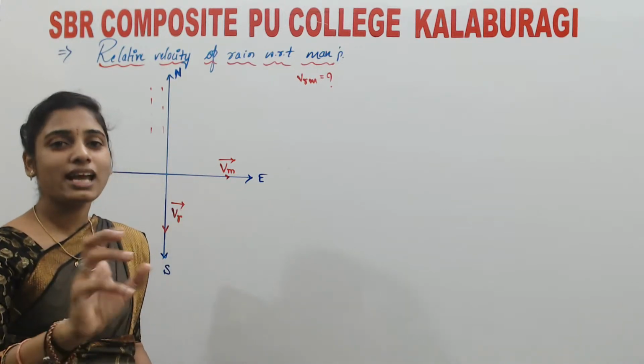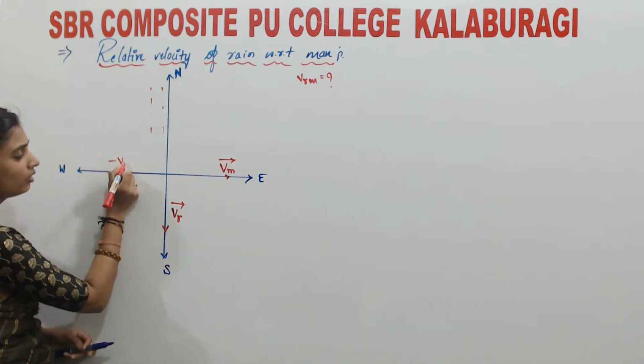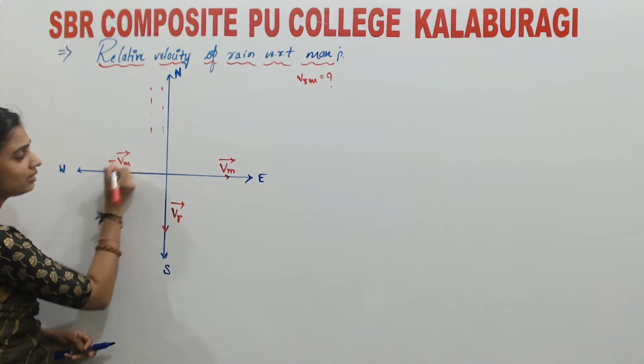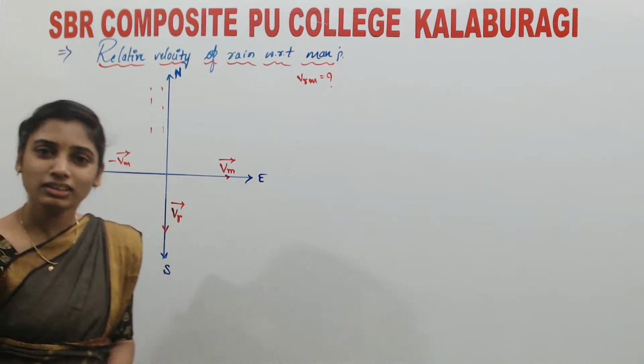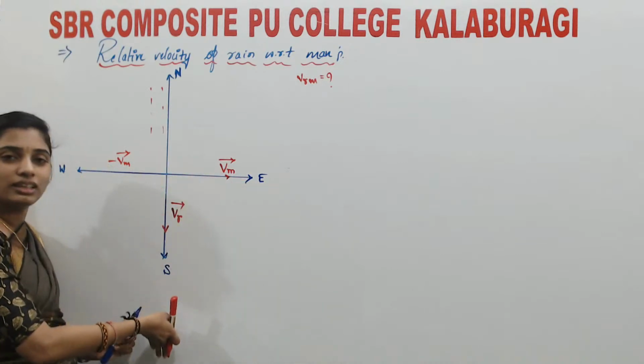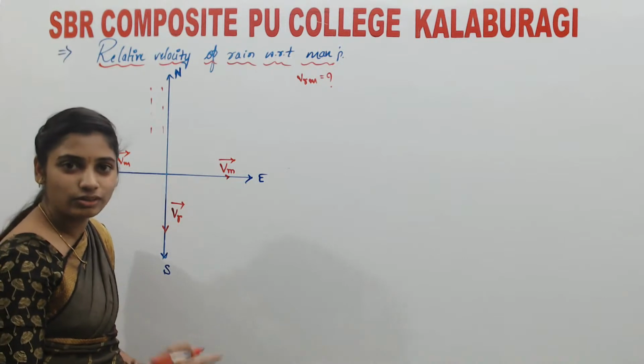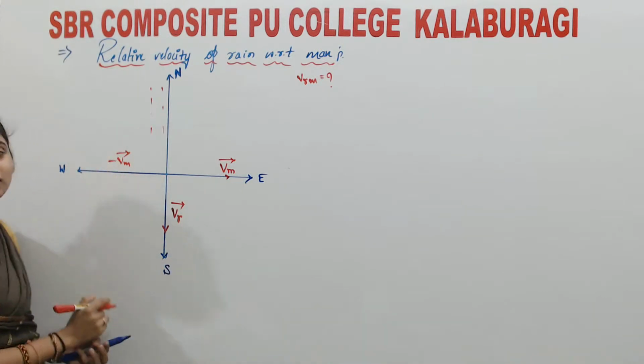So here that can be done by impressing the velocity minus Vm to both the man and rain, isn't it? So this is the direction of man, and here the rain is falling in this direction. And now to find out the relative velocity, I have to put the vector minus Vm.